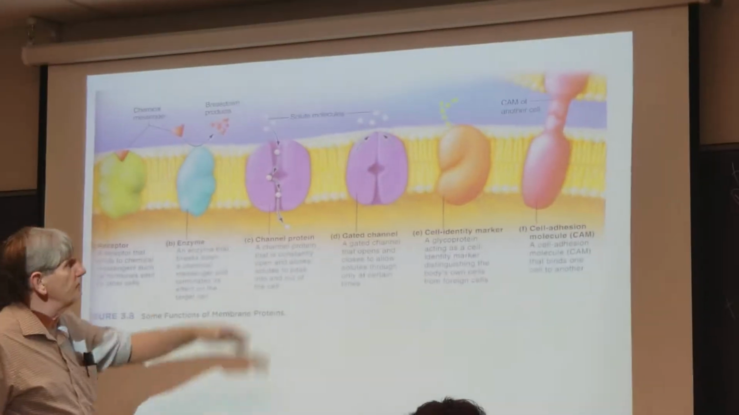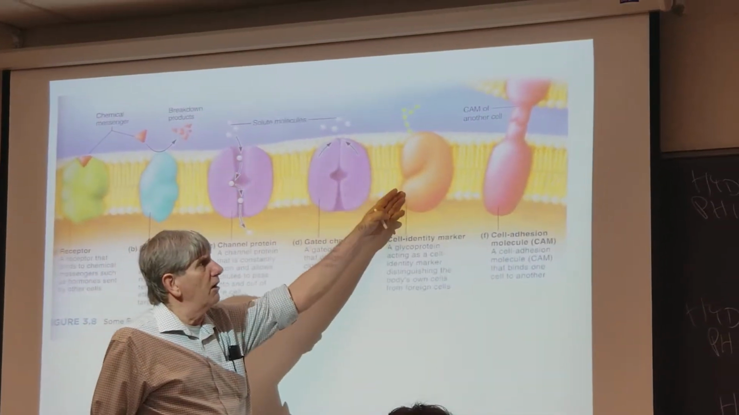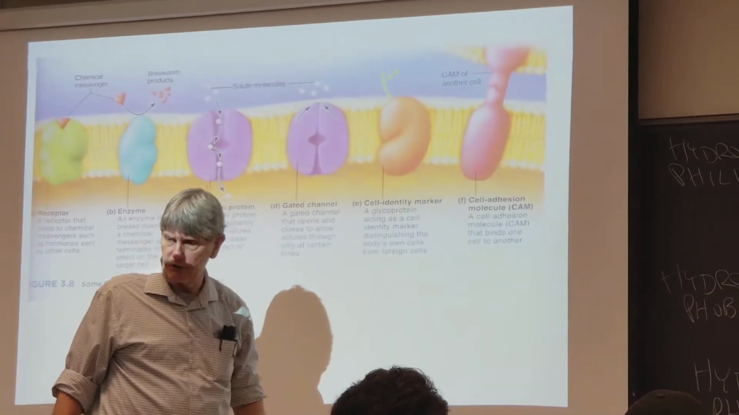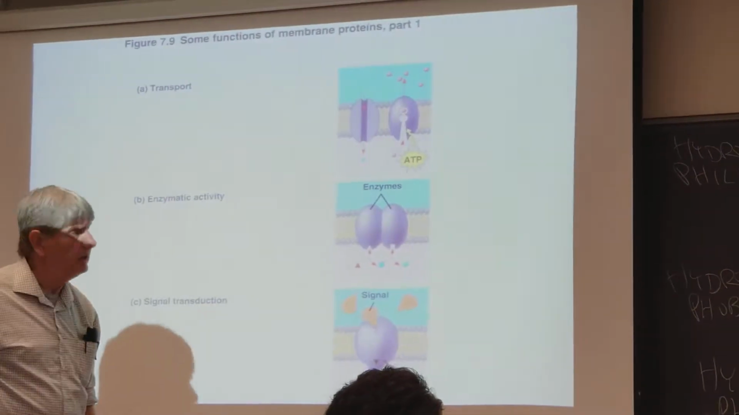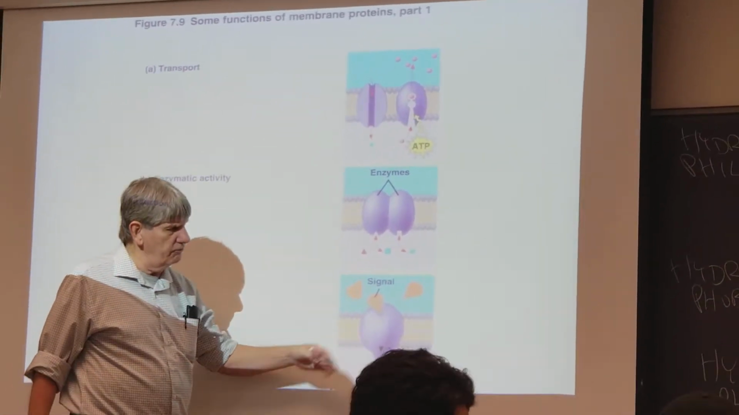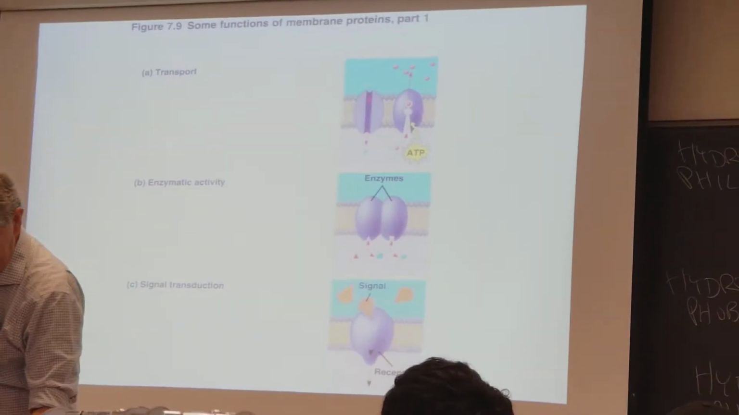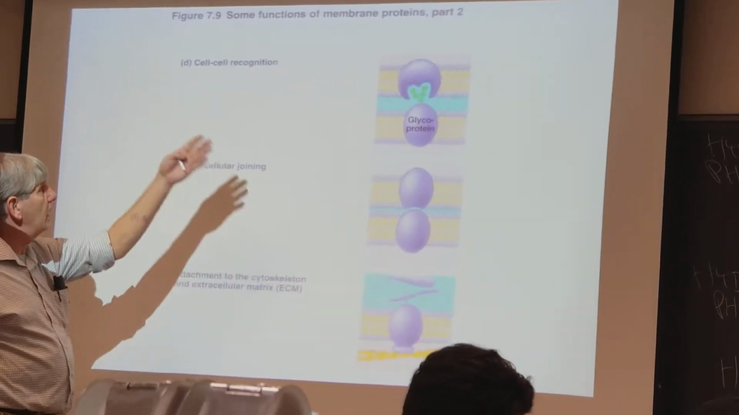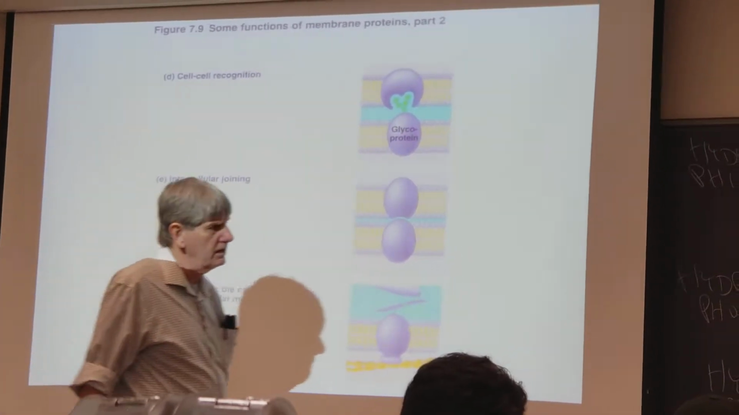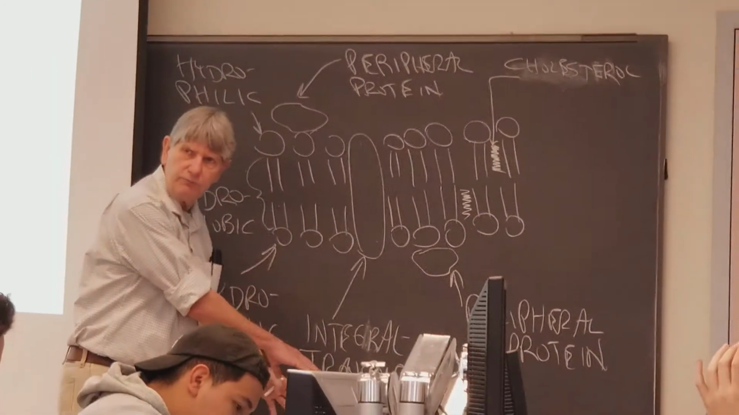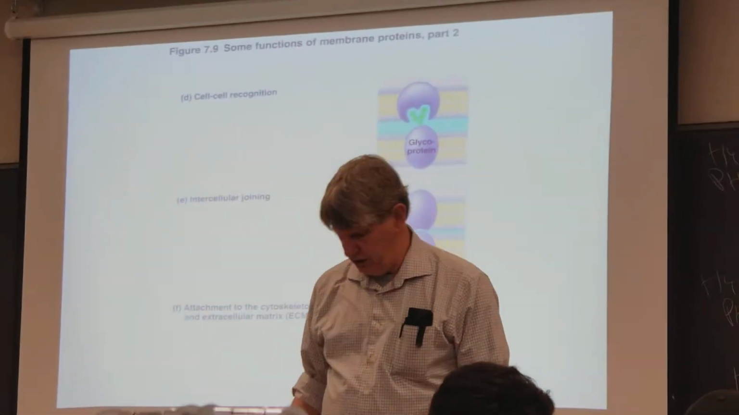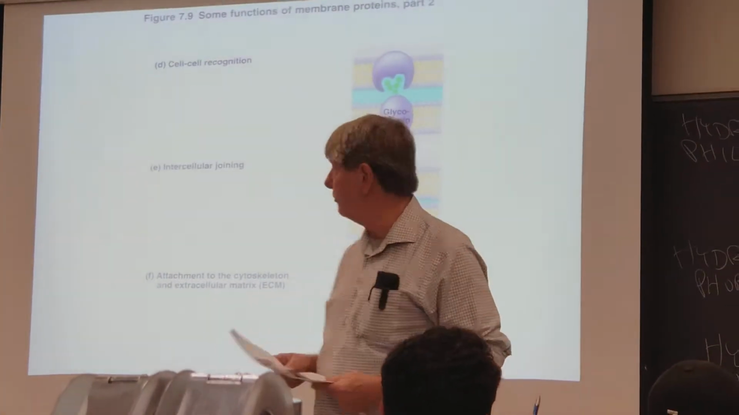Some are enzymes, some are transporters, some are recognition markers, some are linkers where they can hook up with other cells. There's all kinds of stuff that can go on with them. Again, the same thing for transporters, enzymes, this time on the inside, receptors again. And again, the cell recognition, linking up, and otherwise connecting the membrane to the cytoplasm and the components in the cytoplasm.